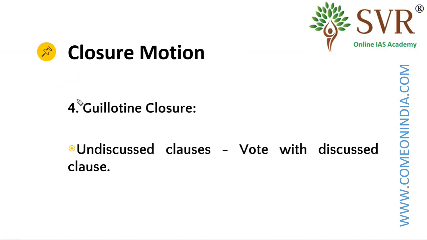The next and final important closure motion is what is known as guillotine closure motion. In Parliament, we know that every bill and resolution is allotted a set time frame, and if the time frame for that particular bill or resolution comes to an end, at that point of time, due to the want of time for other bills, the Parliament uses the guillotine closure motion. In guillotine closure motion, Parliament brings the undiscussed clauses also into the voting process along with the discussed clauses. Such kind of motion is what is known as guillotine closure motion.